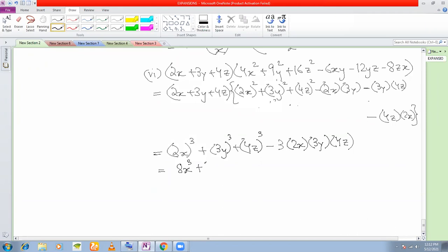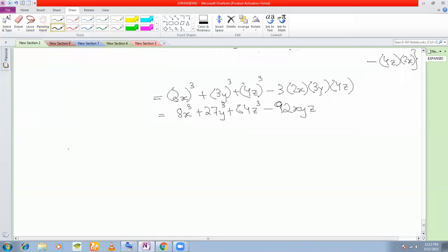So you have here 8x cube plus 27y cube plus 64z cube, and if you multiply all this, it will give you 96 xyz. 92, I think. Yes, 92. Okay, 92 xyz. That's it. Okay. Any questions here? No, sir. We'll do just one more problem and we'll finish this. Okay.